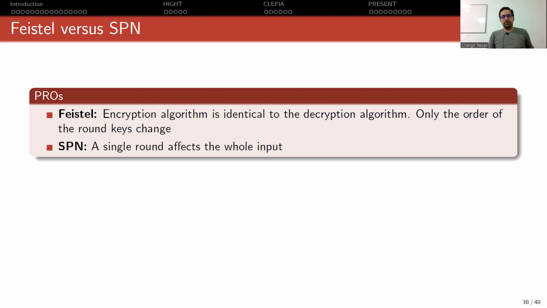For the Feistel cipher, the pros are as follows. The encryption algorithm is identical to the decryption algorithm. Only the order of the round keys changes. So you only implement the cipher once. It provides you both encryption and decryption.